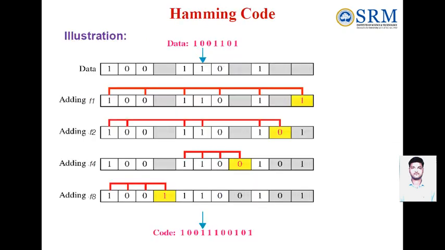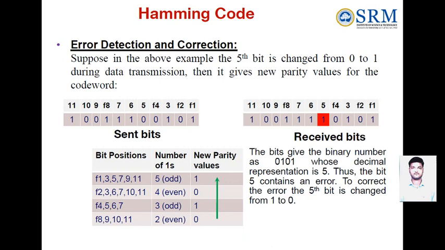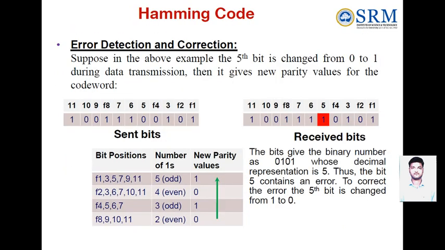What is the fifth bit? We need to see: fifth bit was 0. Now it is 1. Same bit, and we receive this one. Now we will do the same step 3 here, that is the even parity checking.